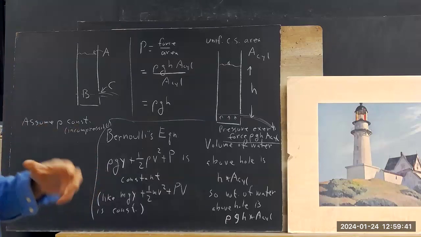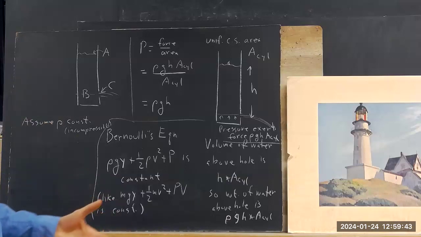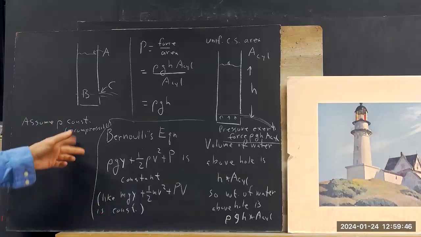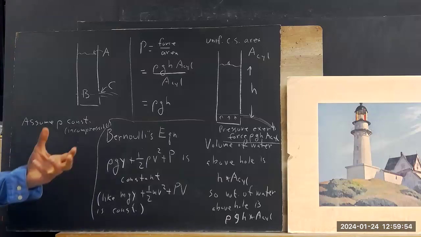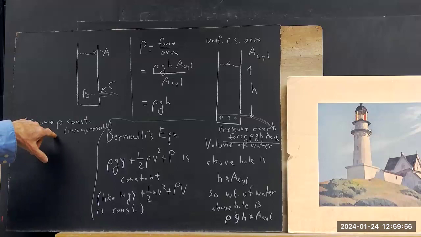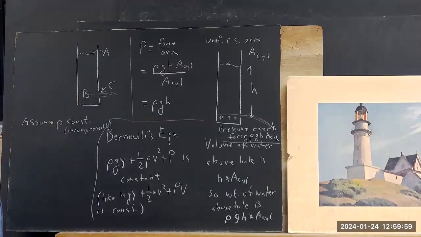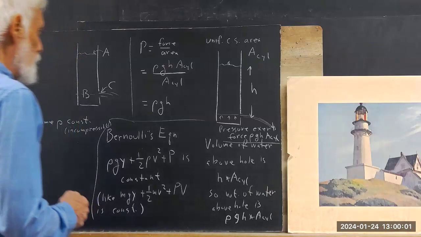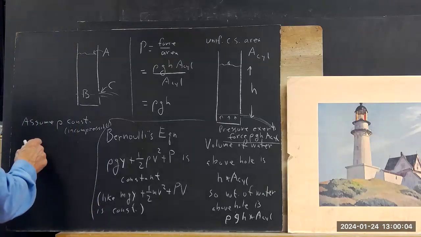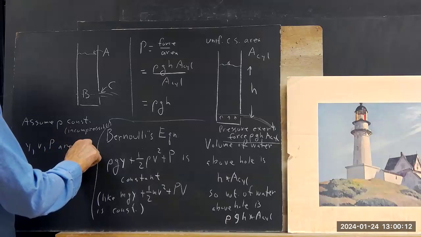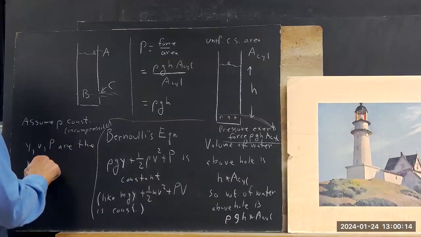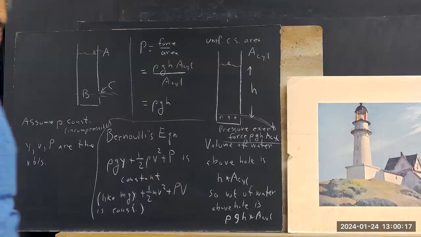For practical purposes, at the pressures we deal with, even with hydraulics, it can be treated as incompressible. It's not absolutely so. Nothing macroscopic really is. Okay, so assuming rho is constant, we're incompressible. Then y, v, and P are the variables.